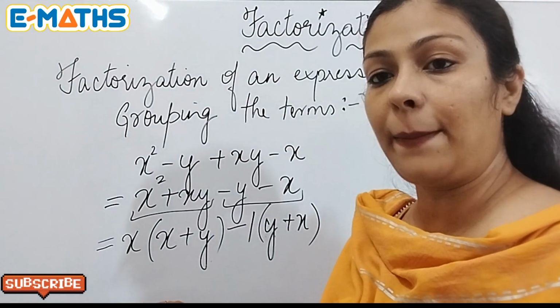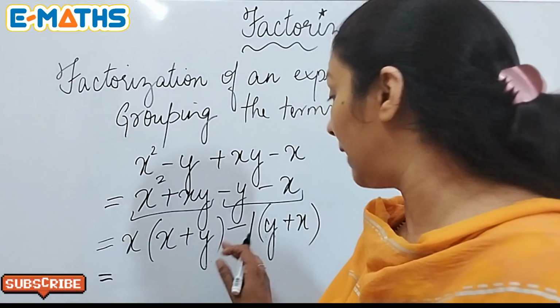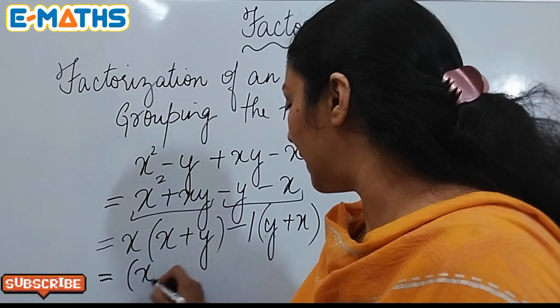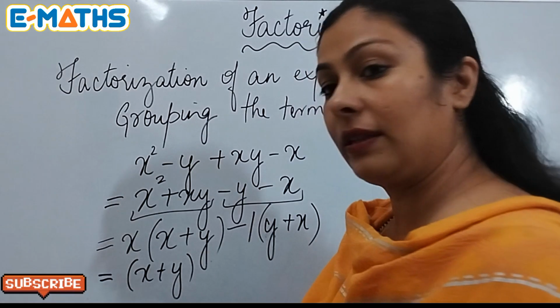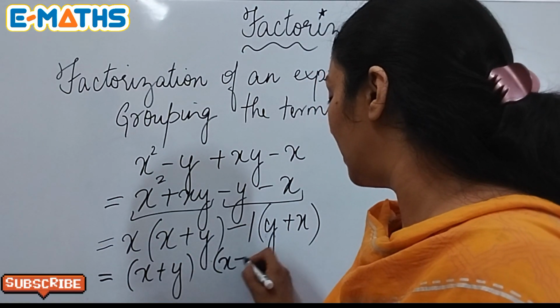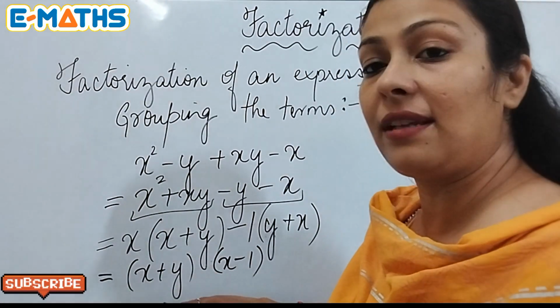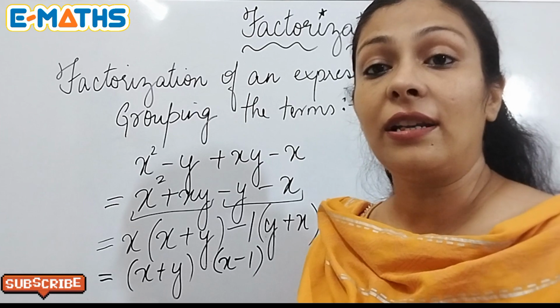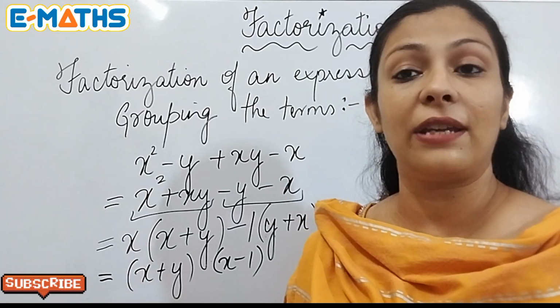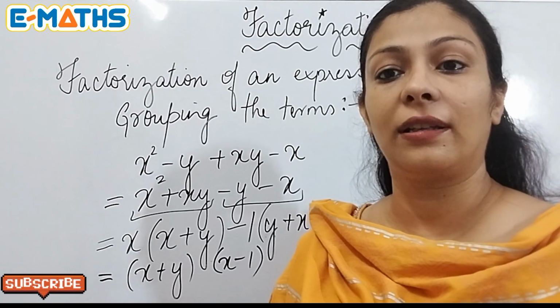The last step for this question will be, once you have done this much, you will write the common bracket once, which is x plus y. The terms that are left outside the bracket will be written once. So this is our final answer. That's how we factorize an expression by grouping the terms. I hope these two methods are clear.